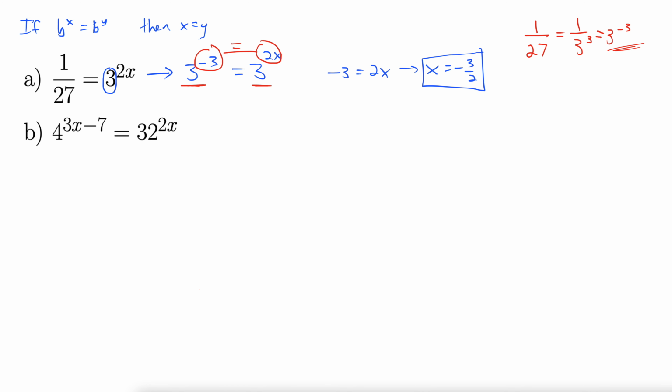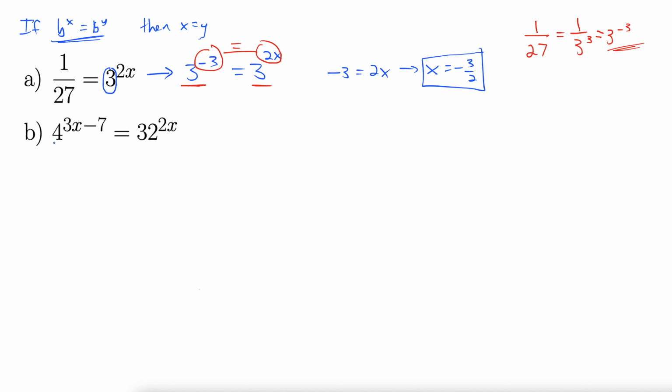For part B, we have 4 to the 3x minus 7 equals 32 to the 2x. We want to use this property again. We want to get both of these with the same base. Well, maybe we could try for 4. Nah, because 32 is not a power of 4. If we just looked at the powers of 4, we'd have 4, 16, and then 16 times 4 would be 64. So it skips 32. So we can't write both of these base 4.